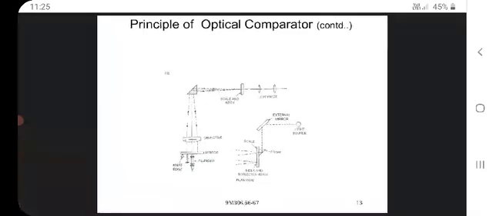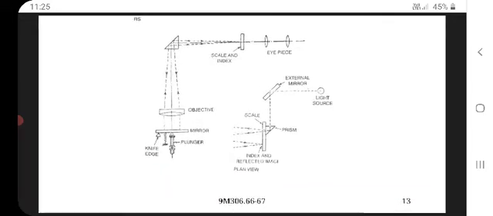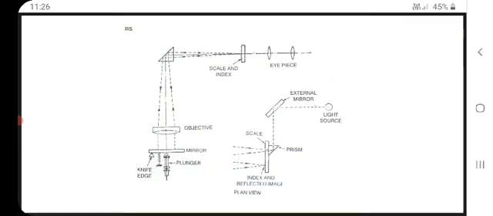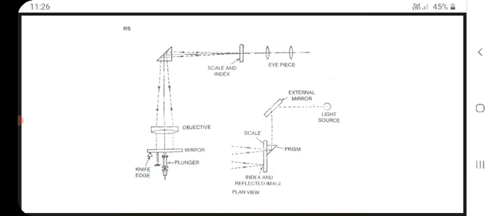See here the principle of an optical comparator. Plunger, knife edge, mirror, objective, scale, index, eyepiece, light source, external mirror, scale, prism, index and reflected image.